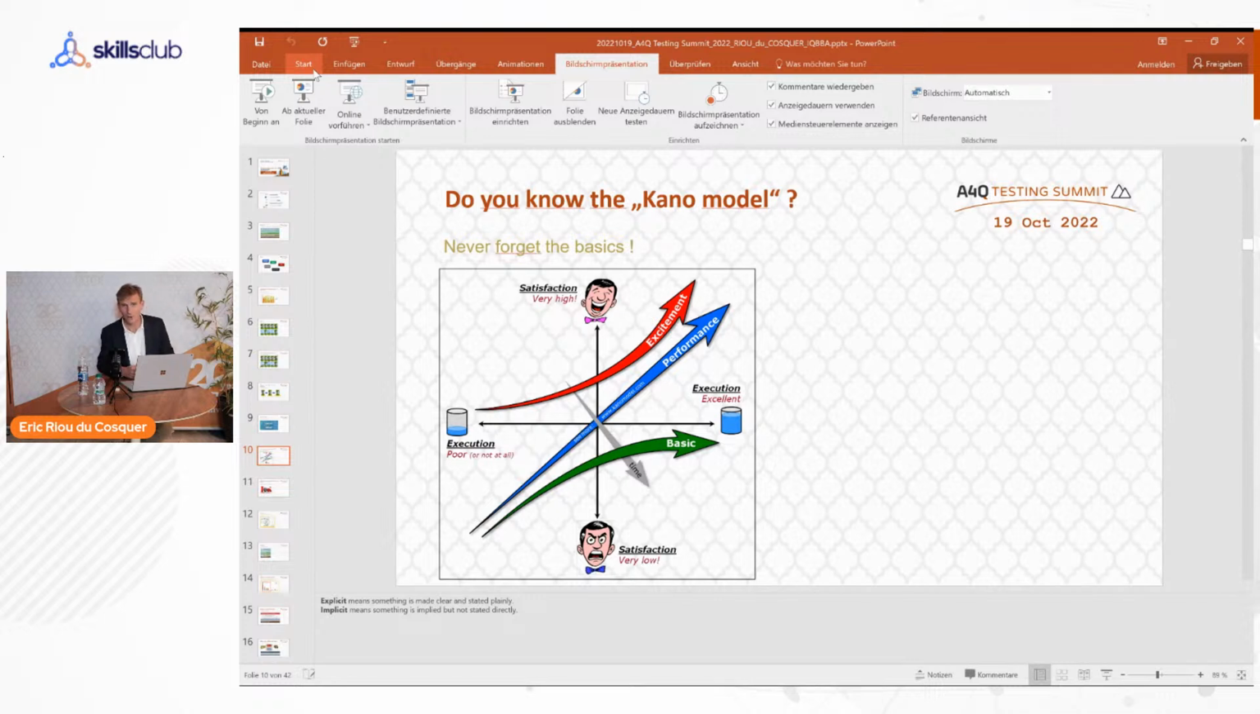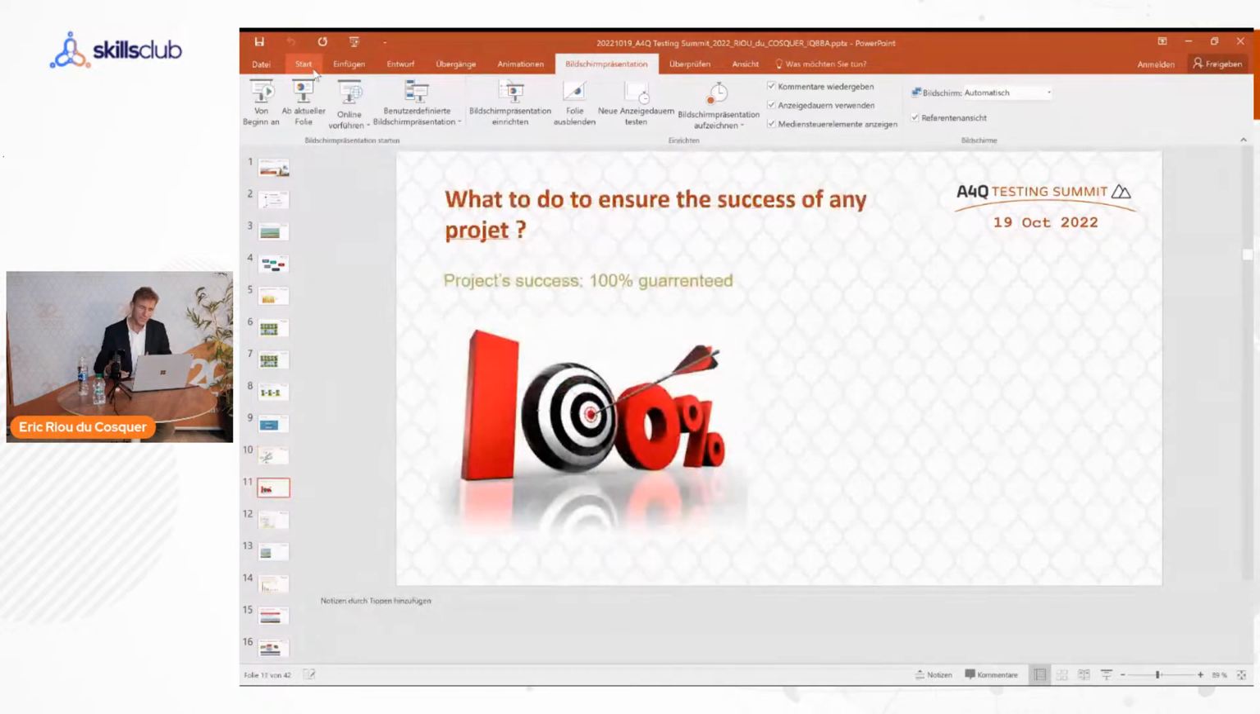So I guess you all would like to know a method applicable on any project, and a method that would guarantee the success of the project, 100% success guaranteed with a specific method. And when I started BA training, I always ask the delegates their expectations regarding the training. And very often I'm told something like, well, I come to this training to learn a method applicable in my context, in my company, and ensuring the success of all the projects I have to manage.